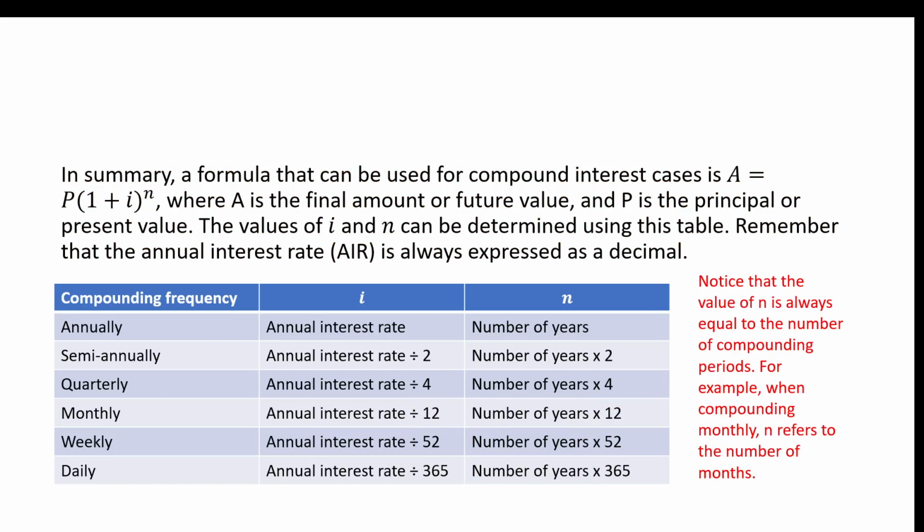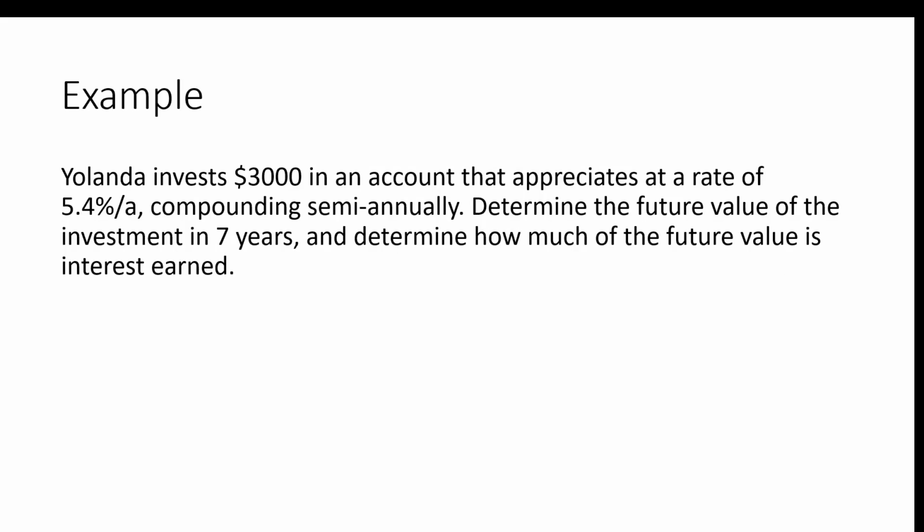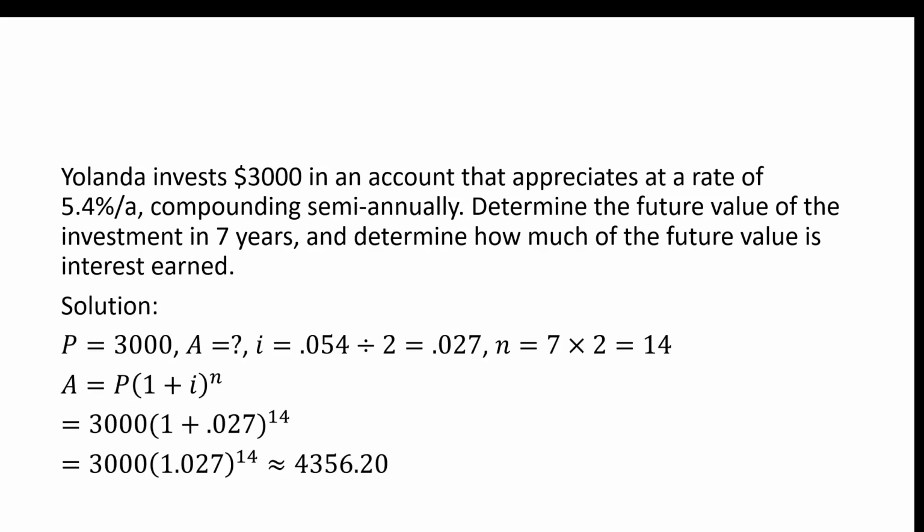So for example, when compounding monthly, n will refer to the number of months. So let's imagine Yolanda invests $3,000 in an account that appreciates at a rate of 5.4% per annum compounded semi-annually. We'll determine the future value of the investment in 7 years and determine how much of the future value is interest. So P is the principal invested, A is unknown.